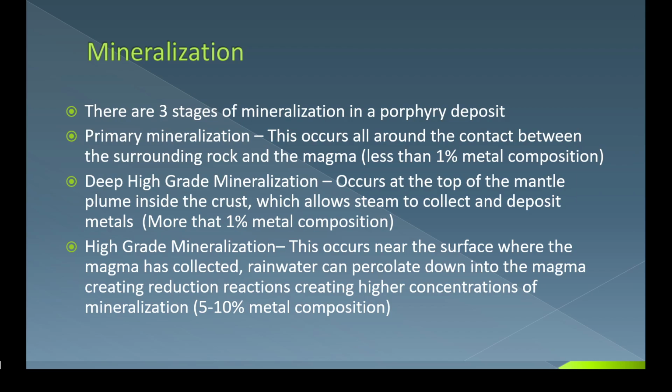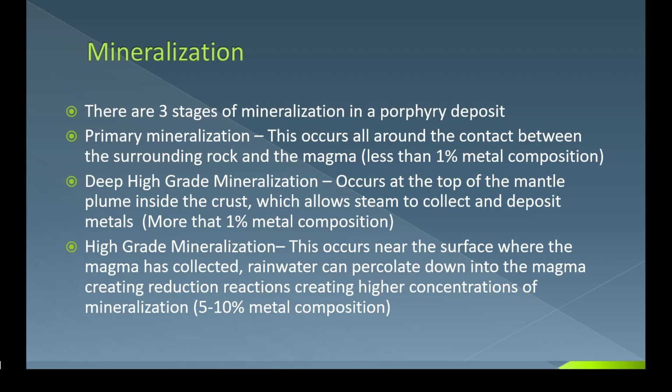So there are three areas that mineralization can occur in a porphyry deposit. The primary one, as we talked about, is when the hot magma interacts with the surrounding rock. This small interaction of the hot magma and the cooler rock allows for only a small amount of metal to be deposited within the ore-rich zones.